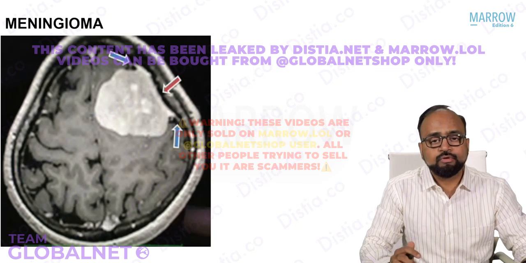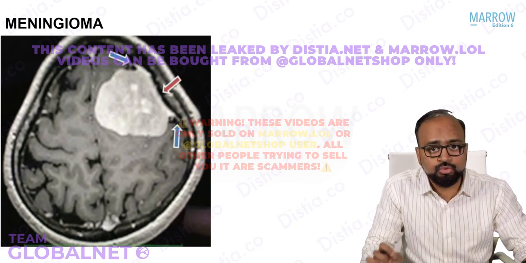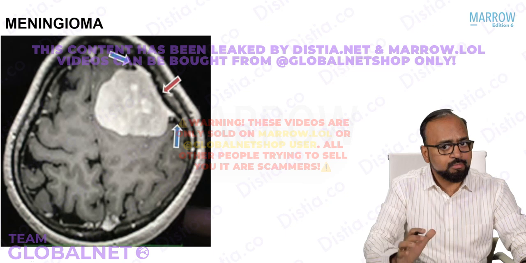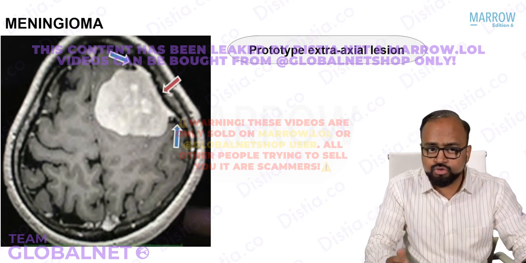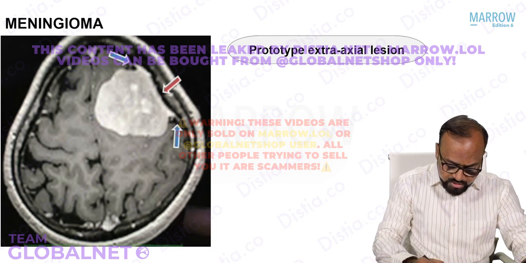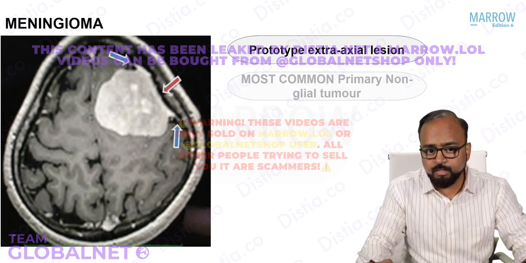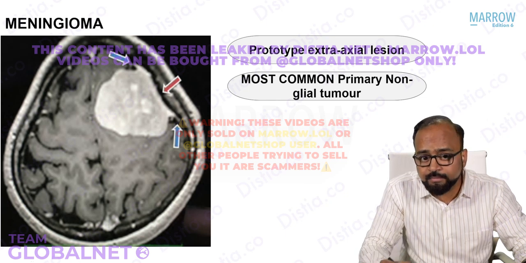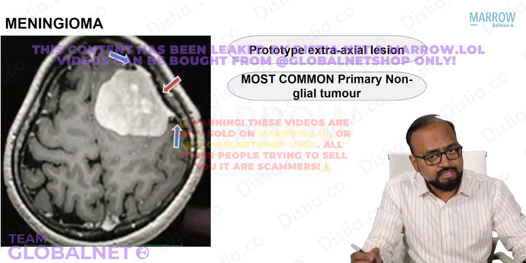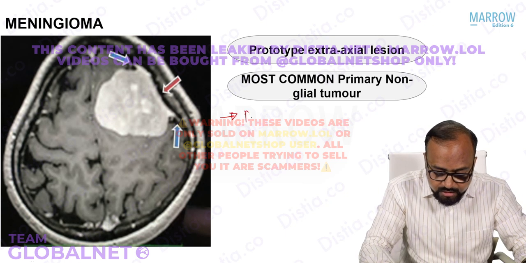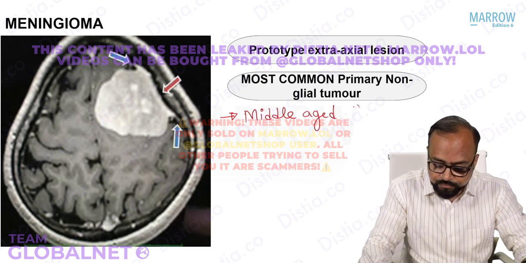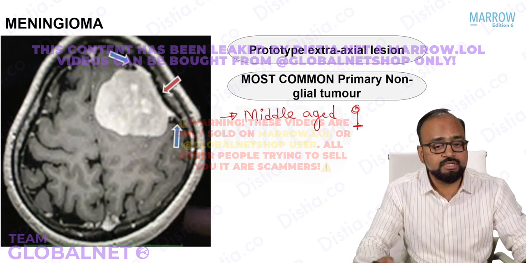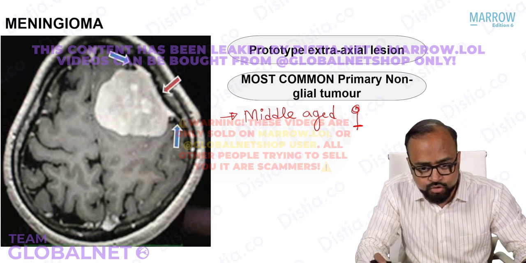Now let us come to one of the most important tumors that I want you to know, and therefore you must know everything about this particular tumor. This is a meningioma. Meningioma, remember, is the prototype extraaxial lesion, right? It is the most common primary non-glial tumor. It is seen in what age group? It is seen mainly in middle-aged females, in this particular age group, right?